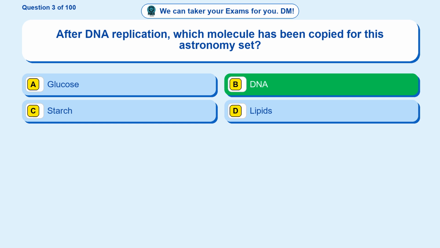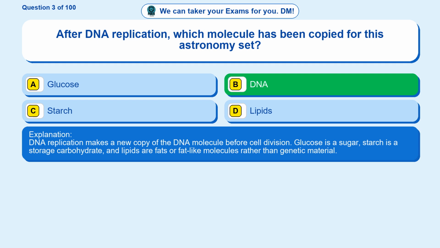DNA. DNA replication makes a new copy of the DNA molecule before cell division. Glucose is a sugar, starch is a storage carbohydrate, and lipids are fats or fat-like molecules rather than genetic material.